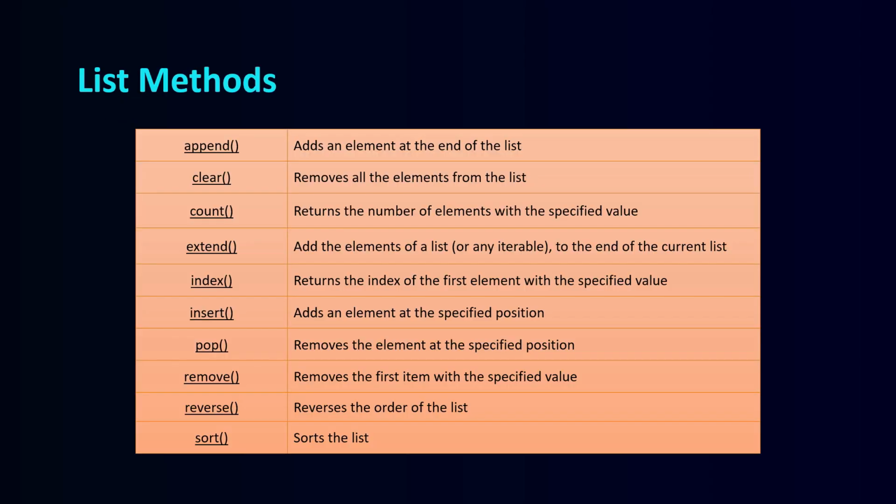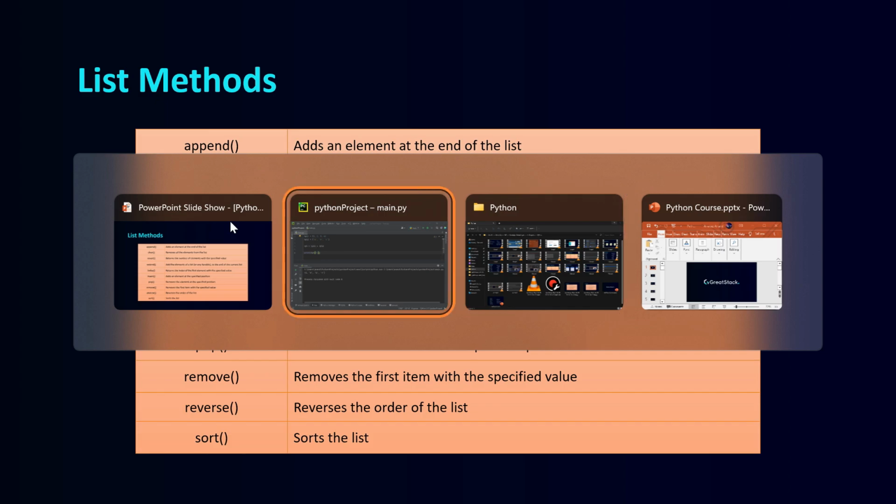Then we are here with list methods. Lists have some methods by default with them. The first one can be append, which I have already shown you. Then we have clear, which removes all the elements from the list. We have count, that returns the number of elements with a specified value. So what does this mean?